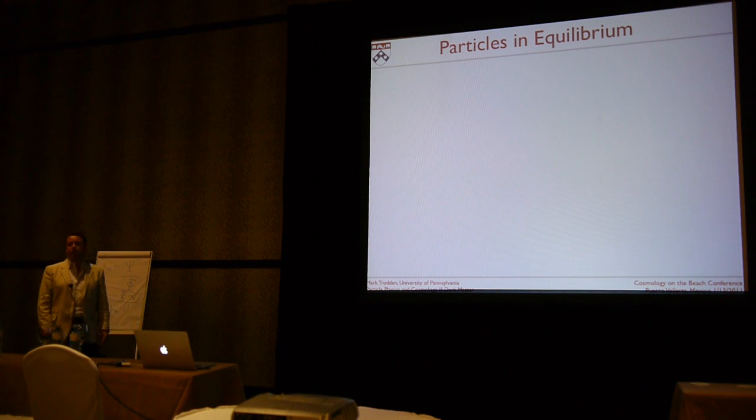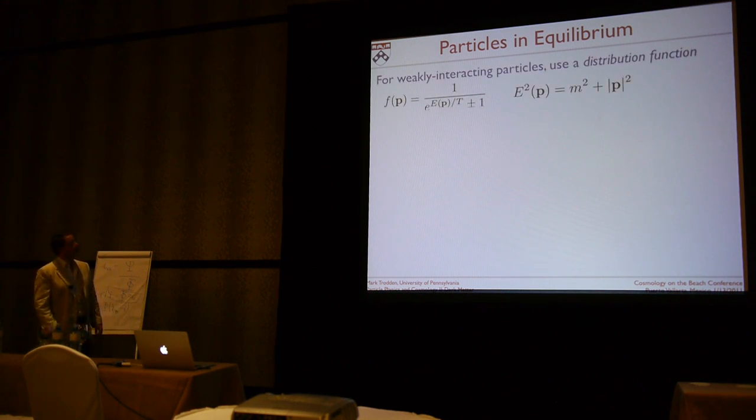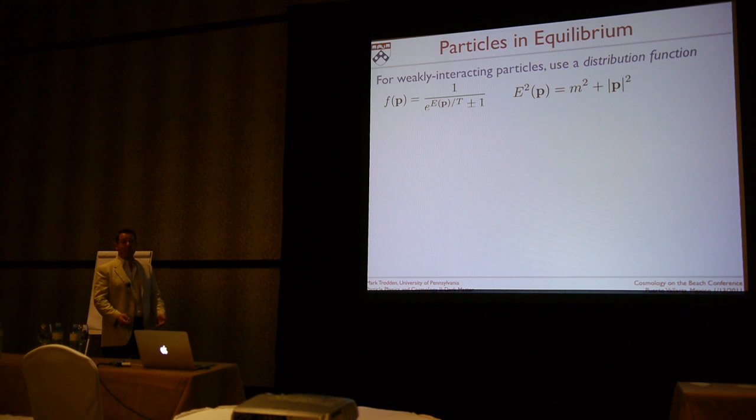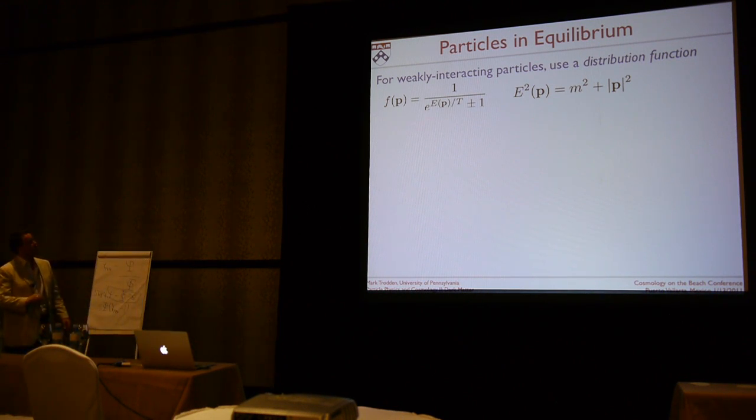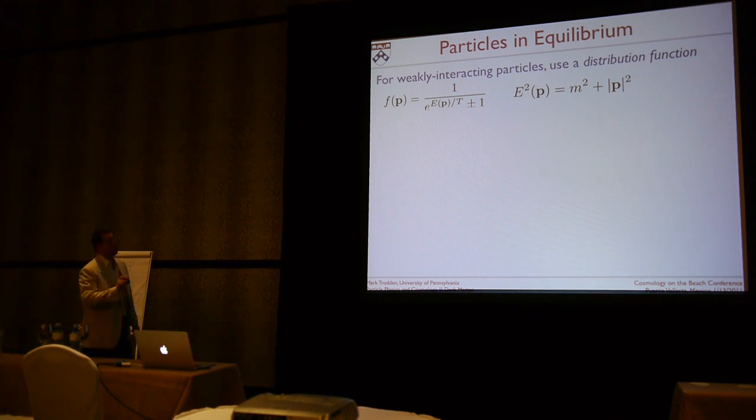So how do we describe particles in equilibrium? If you have weakly interacting particles, in which it makes sense for me to write down some interacting theory that I understand, then of course you describe them with a distribution function. So here's that distribution function, with a plus for fermions and minus for bosons. And the energy of these particles is described by this dispersion relation here that relates the energy to the momentum of particles and their mass.